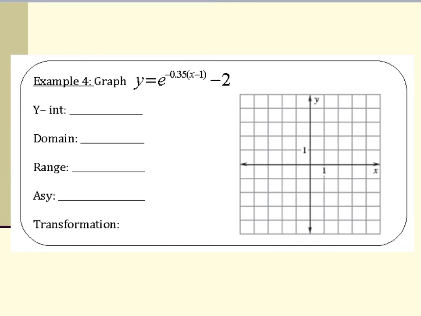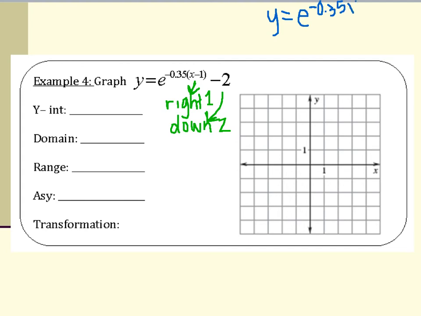Now this problem is a little bit different because we've got a translation going on here. So you've got to remember this -1, that's going to tell our graph to go right 1. And this -2 back here is going to tell us that we need to move our graph down 2. So we're going to go right 1 and down 2. But we need to first graph and make a table of the equation y equals e to the negative 0.35 times x. We first need to use this right here.